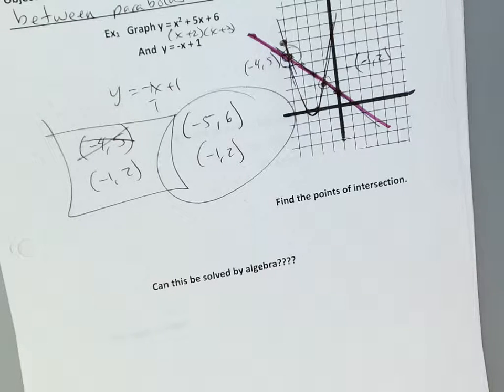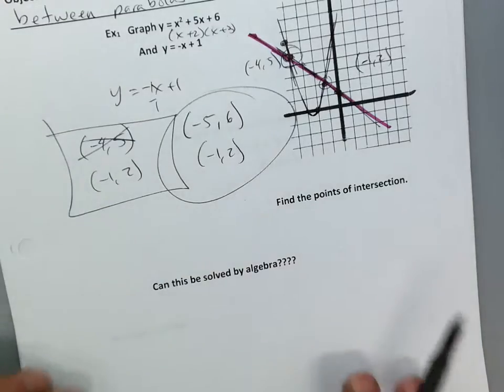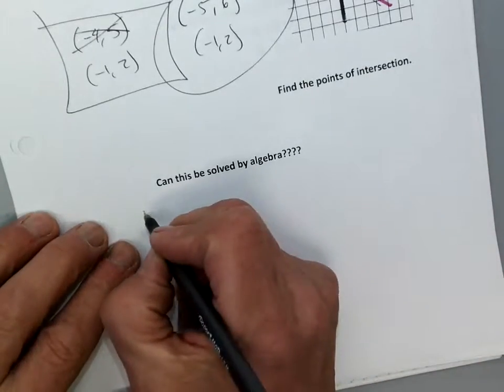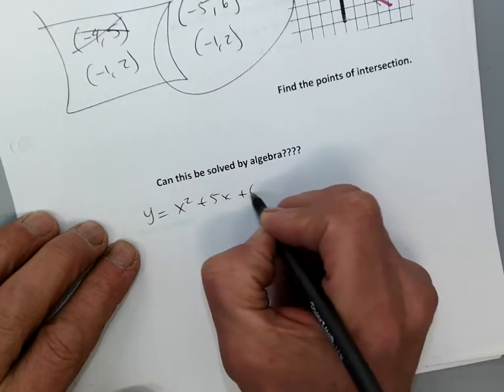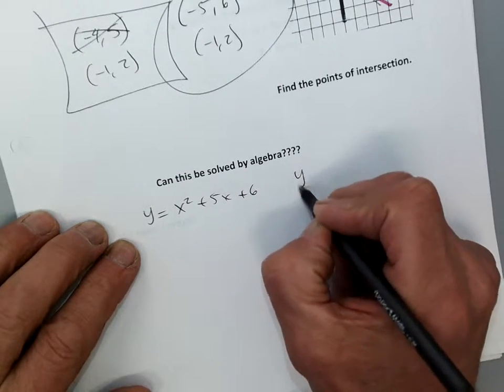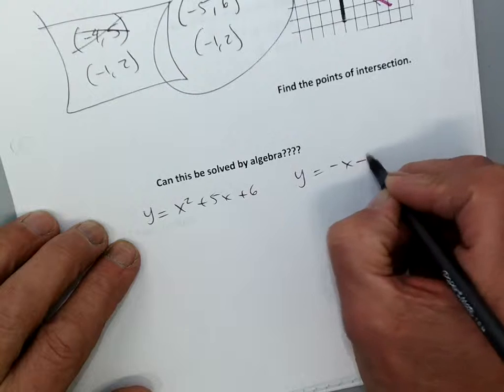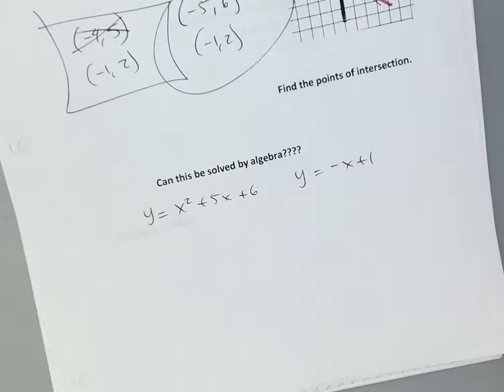Because can it be solved by algebra? Yes, it's going to be faster and more accurate. I don't have to graph or anything. So can it be done by algebra? Yes. Watch this. So let's take our y equals x squared plus 5x plus 6 and our y equals negative x plus 1. Okay?